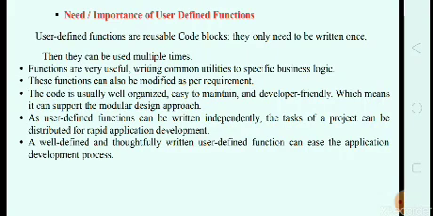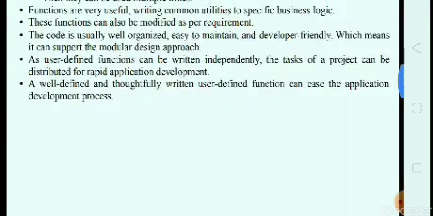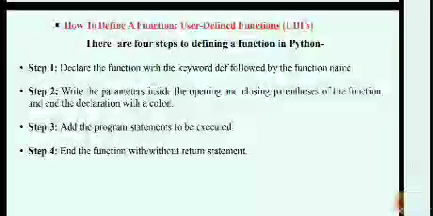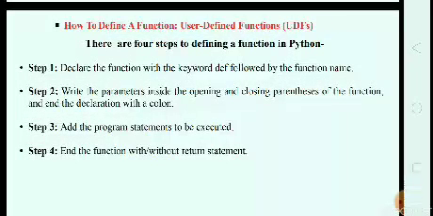A well-defined and thoughtfully written user-defined function can ease the application development process. Next point is how to define a user-defined function. There are 4 steps to defining a function in Python. First, declare the function with keyword def followed by function name. Second, write the parameter inside the opening and closing parentheses of the function and end the declaration with a colon.